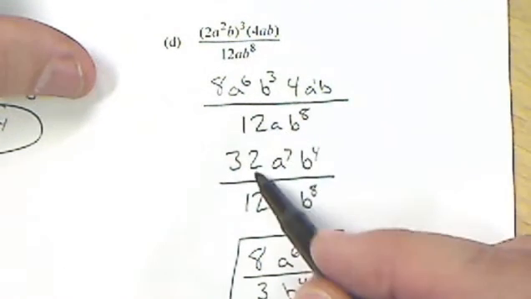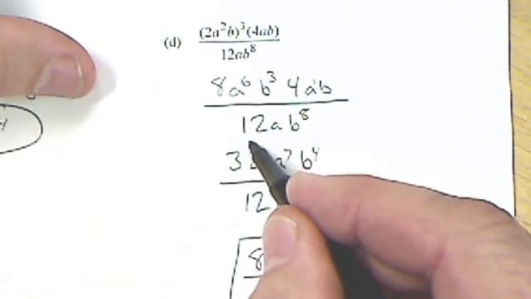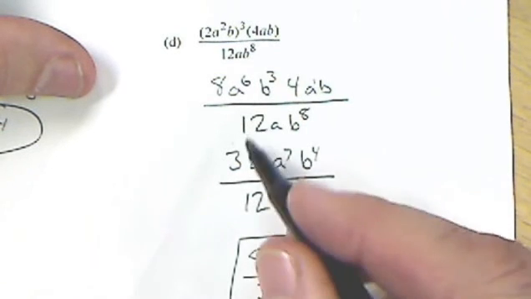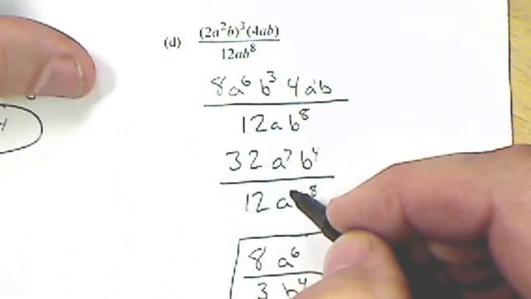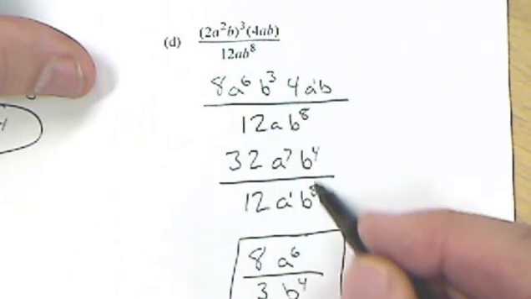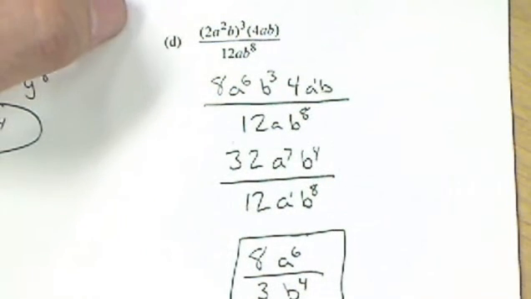And then now I'm just reducing these. This is 4 times 8. And this is 3 times 4. The 4's would cancel and leave you 8 over 3. Subtract the exponents. Get a to the 6. Subtract the exponents. You get negative 4. So that's b to the 4th in the denominator. All right.